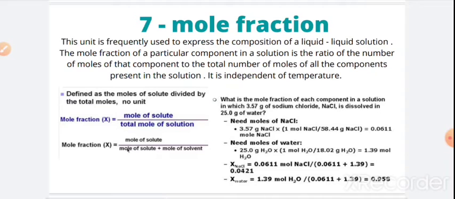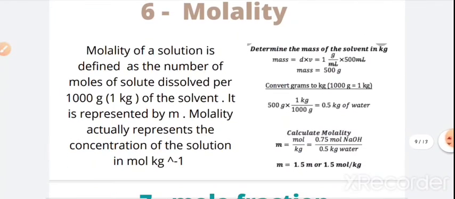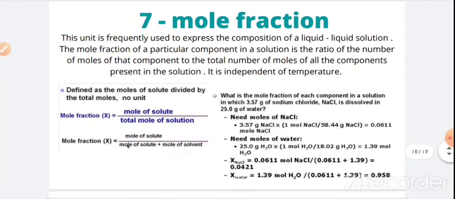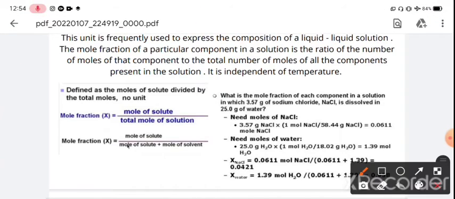Okay, it is independent of the temperature. Mole fraction and molality both are quantities which are independent of the temperature, but molarity and normality are temperature dependent quantities. Okay, so for mole fraction, the formula is given here: mole fraction of X is equal to moles of solute upon total moles of solution. To find the total moles of solution, we have to add up the solvent amount and the solute amount, right? Let's take this practice problem.